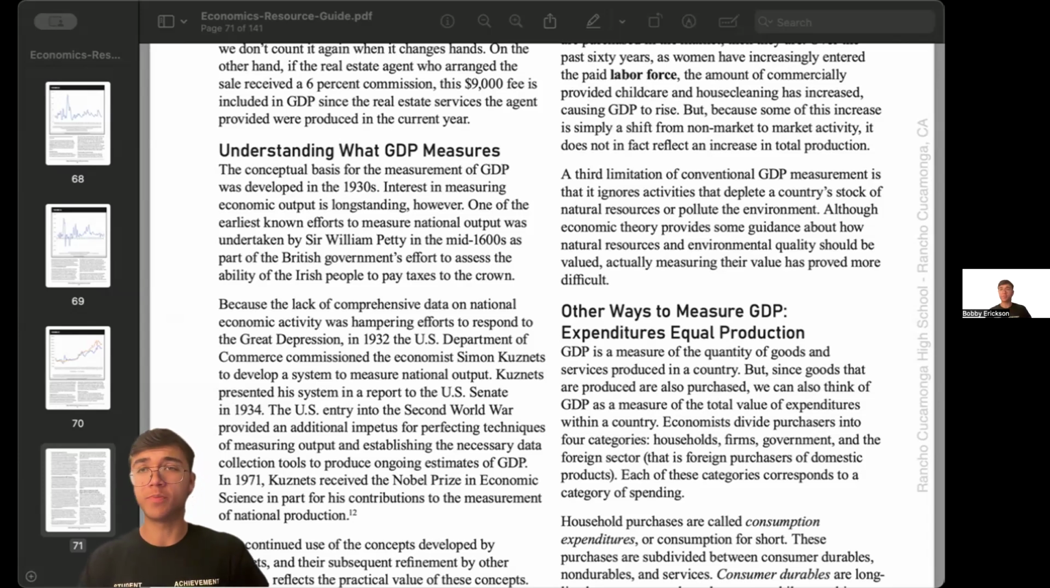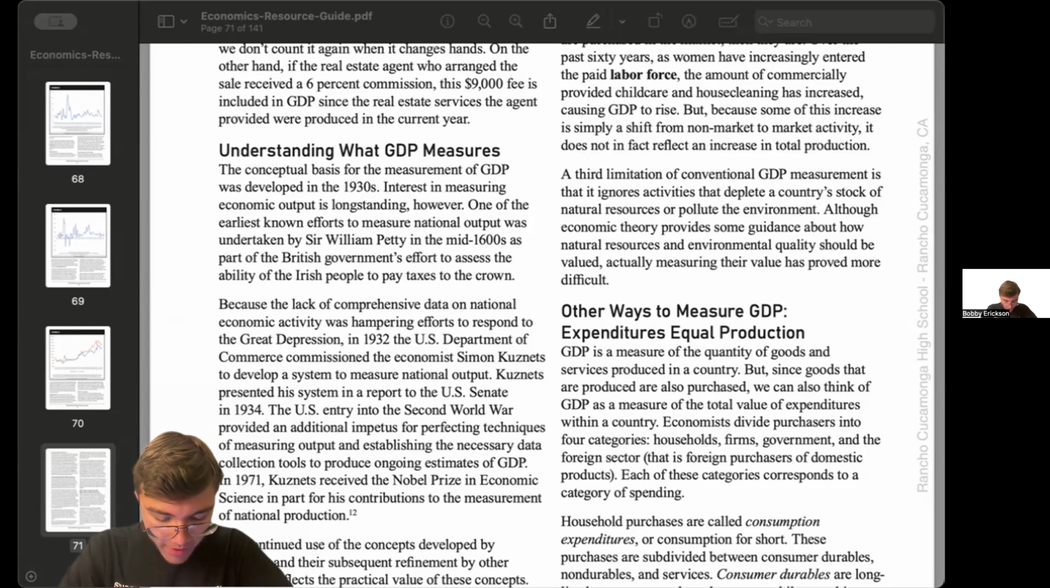So, I am a British person, and I would very much like it if the Irish people paid their taxes. I am Sir William Petty and I want to measure this because I don't think those Irish people are actually paying the taxes that are due. So here in the mid 1600s I have decided that I will attempt to measure national output here in the great land of Britain, you might even call it Great Britain, because it is just simply so great.